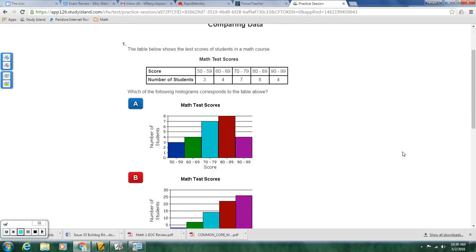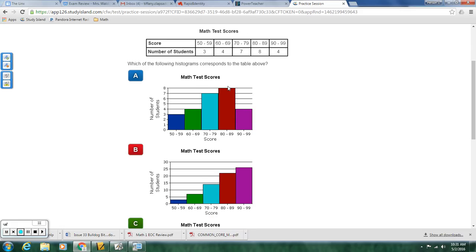Here's what we did before. The table below shows the test scores of students in a math course. This is what homework is going to look like. Which of the following histograms corresponds to the table above? The first one you've got 3, second one 4, and 7, and 8, and 4. It's a pretty simple one, isn't it? Just find the histogram that goes along with it.